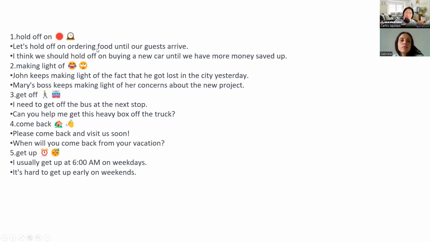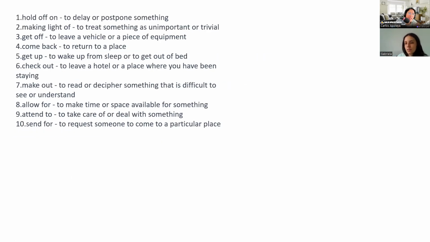So that's the reason, hold off on ordering food. I think we should hold off on buying a new car. Then we have making light of. Making light of is another great phrasal verb that you must remember and use, Gabby. Because make light of is like you don't take something seriously. Okay? You don't consider something very worrying. Look at this. Treat something as unimportant.